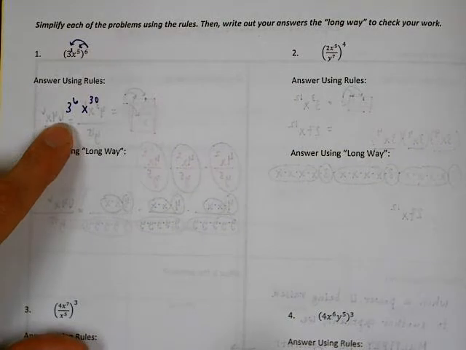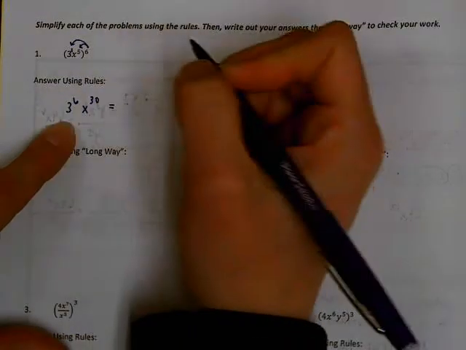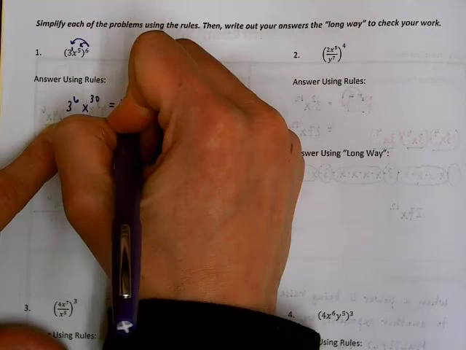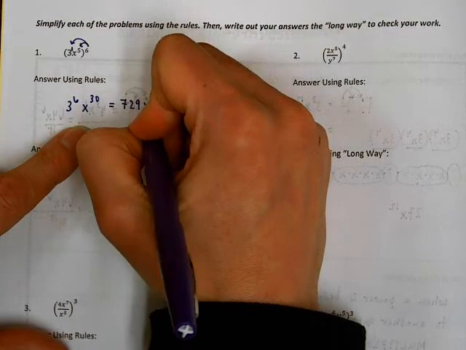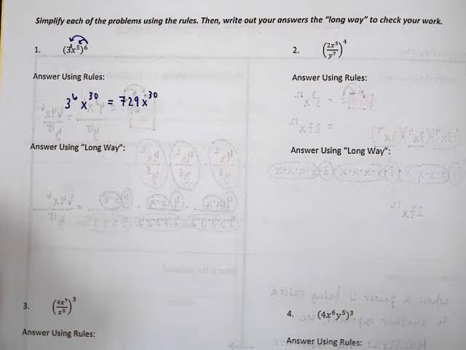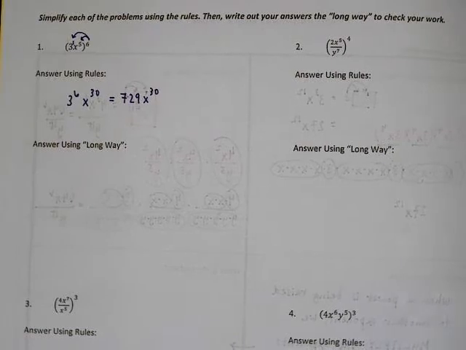Now we're going to use our calculators. If you type in 3 to the 6th power, I believe that should give us 729. We'll just use our calculators for that, times x to the 30th power.